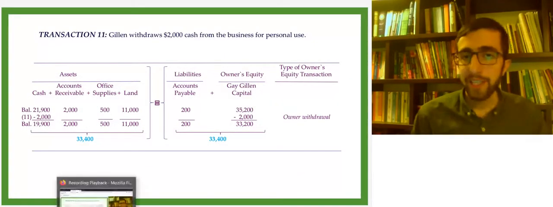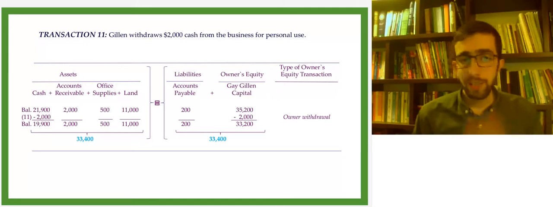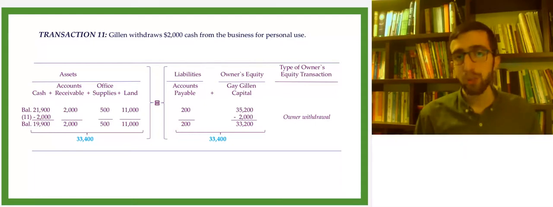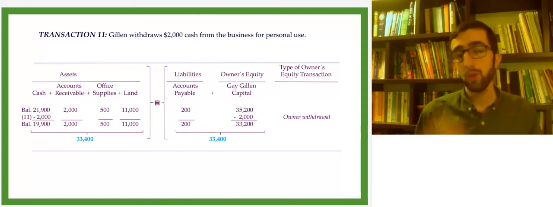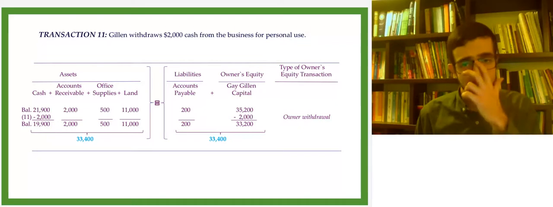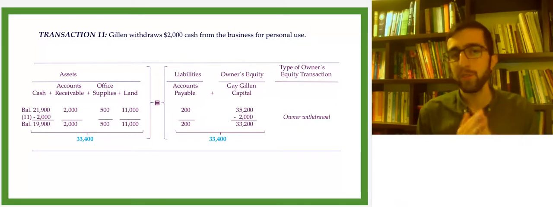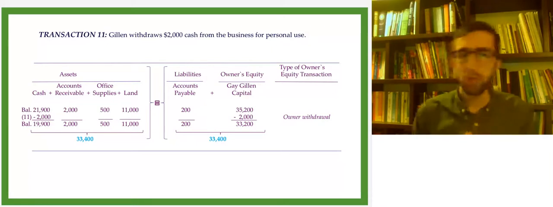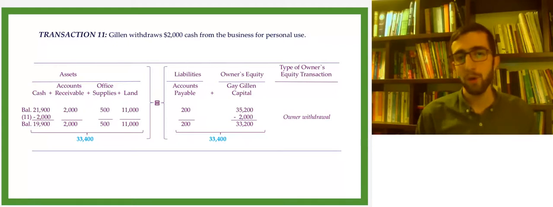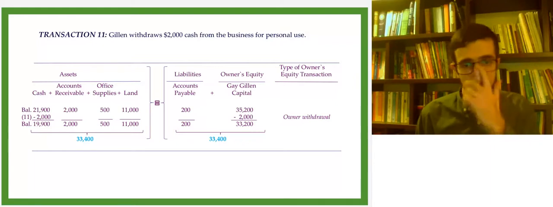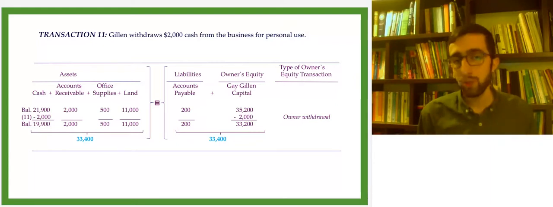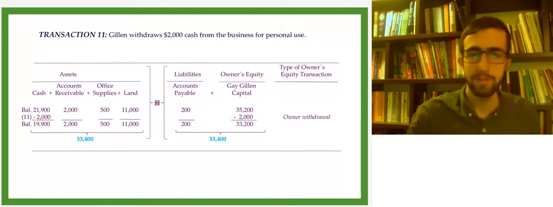In the final transaction, Gillen withdraws $2,000 cash from the business for personal use. So we decrease the cash account by $2,000 on the left side, and we create a withdrawal account of $2,000 on the right side. Be careful that owner withdrawal, expenses, revenues, and owner investment, which we can also call owner capital, are subsets of owner's equity. When revenues and owner investment increase, owner's equity increases too. But when owner withdrawal and expenses increase, eventually owner's equity decreases.